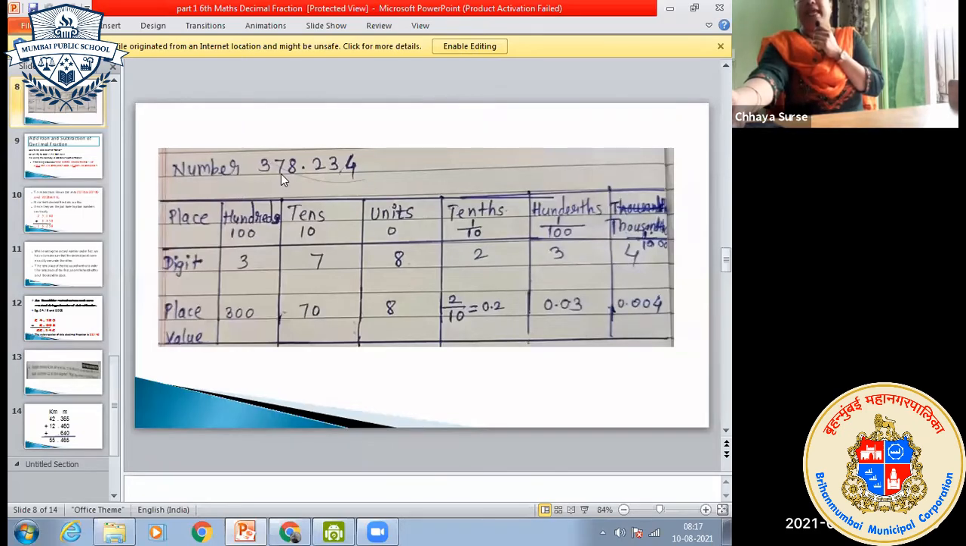Now see the places: hundreds, tens, units, tenths, hundredths, and thousandths. This is the tenth part of the number. This is the hundredth part. And this is the thousandth part. Clear? Tenth part, hundredth part, and thousandth part.